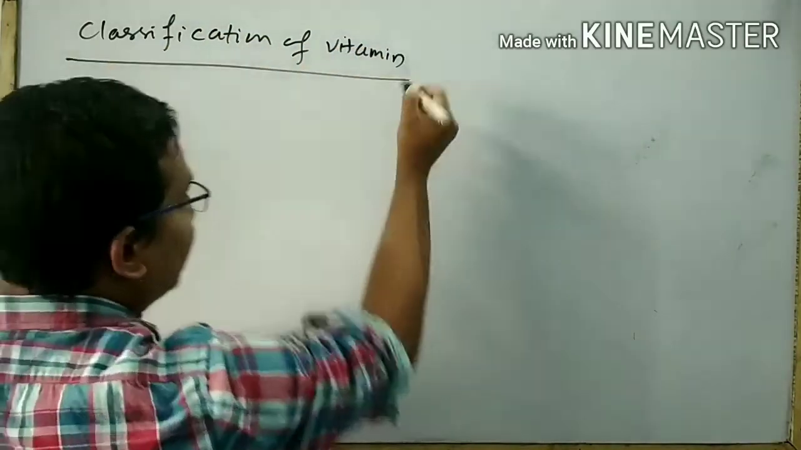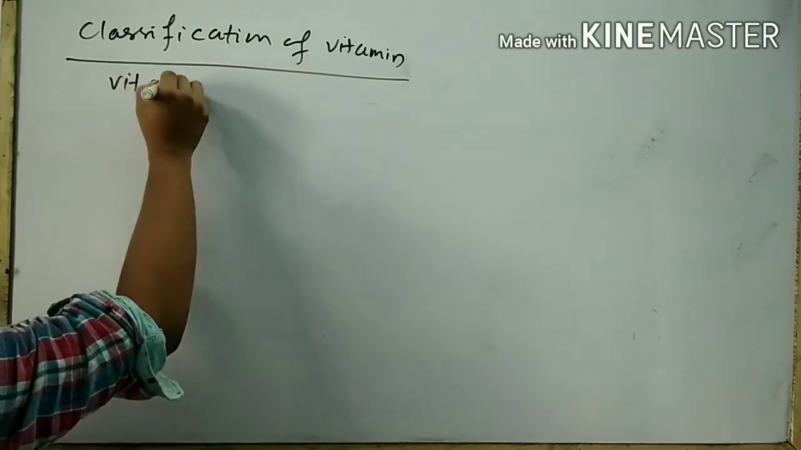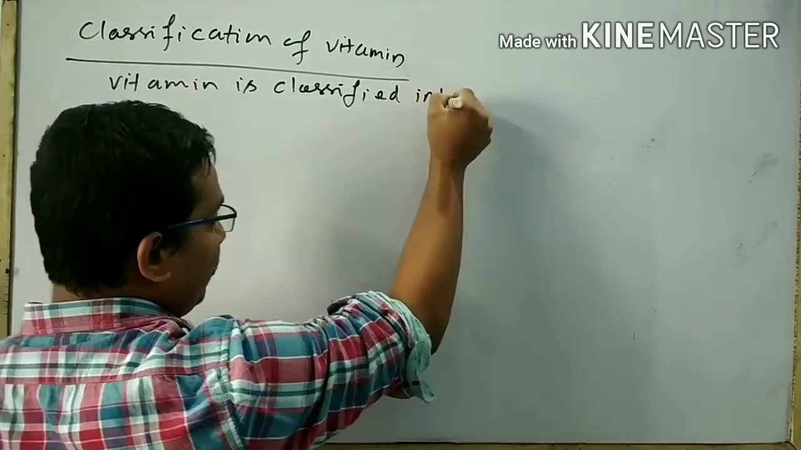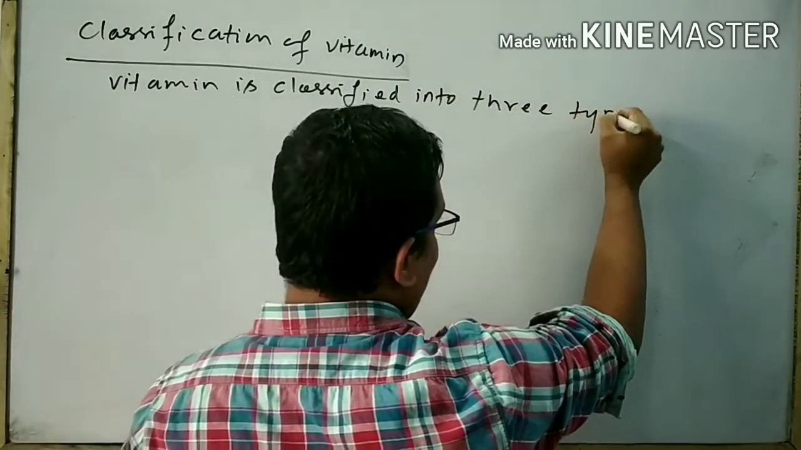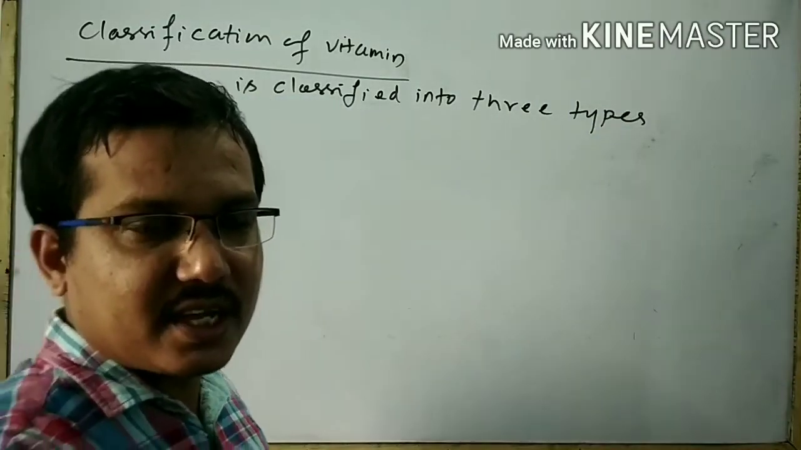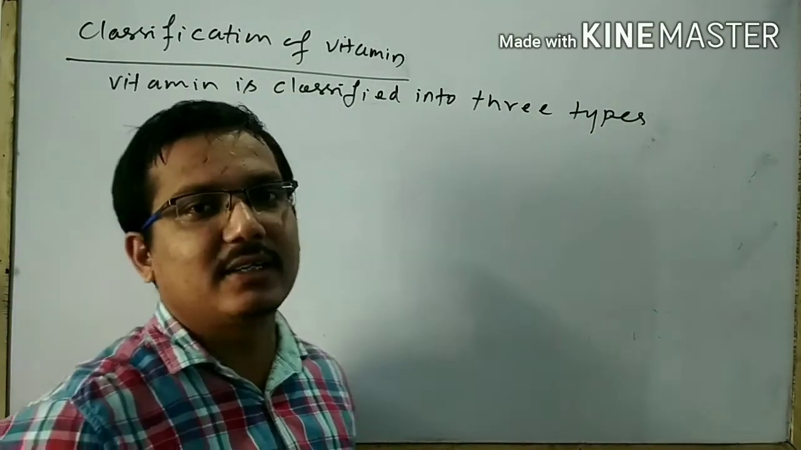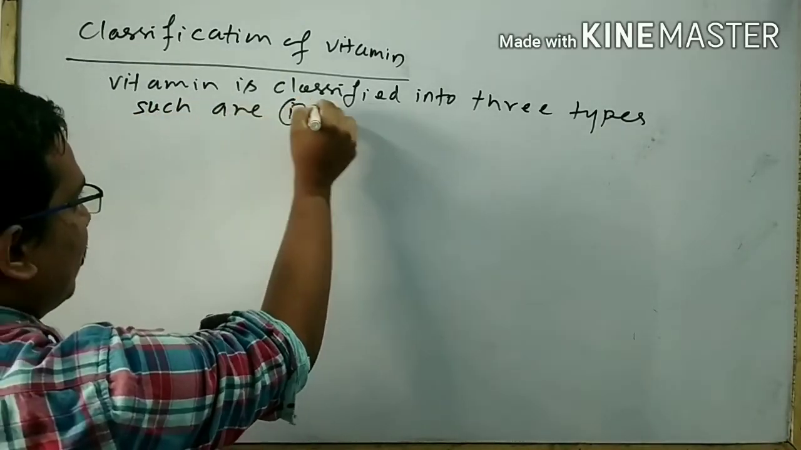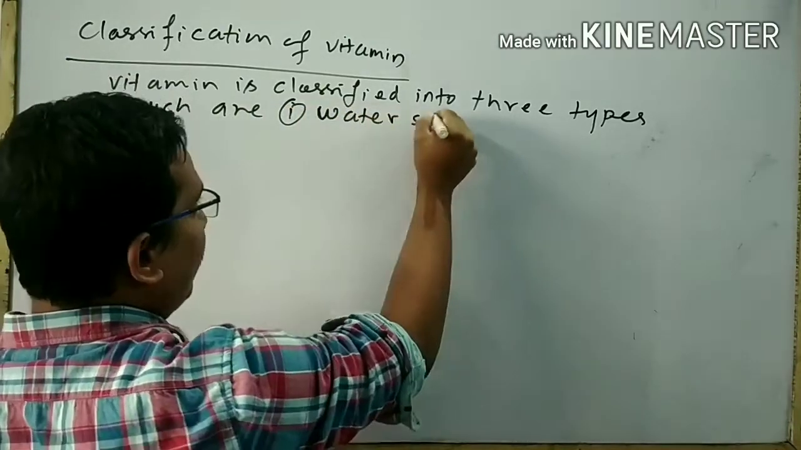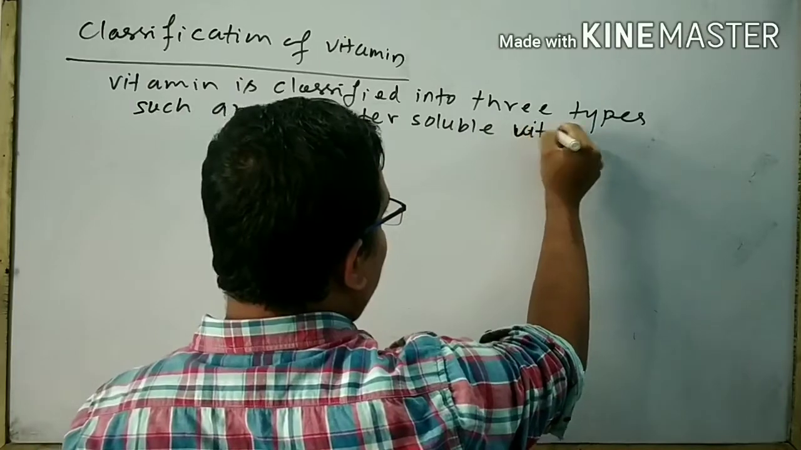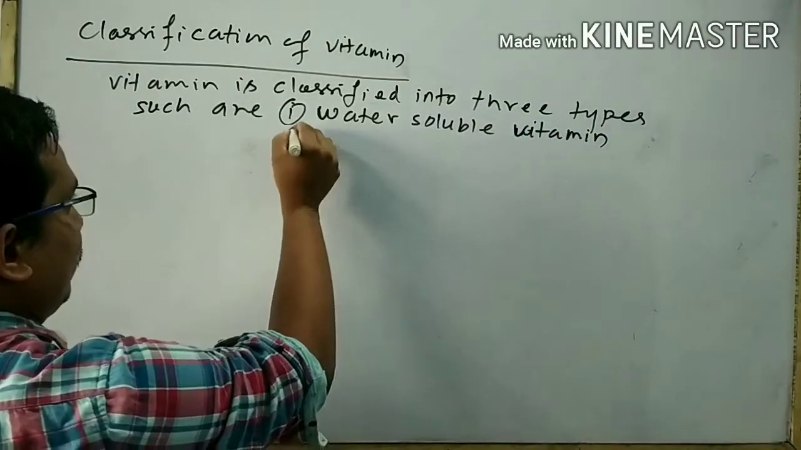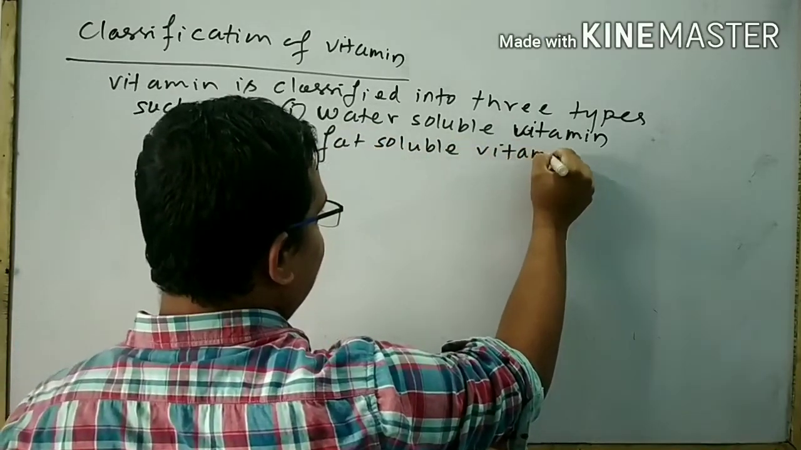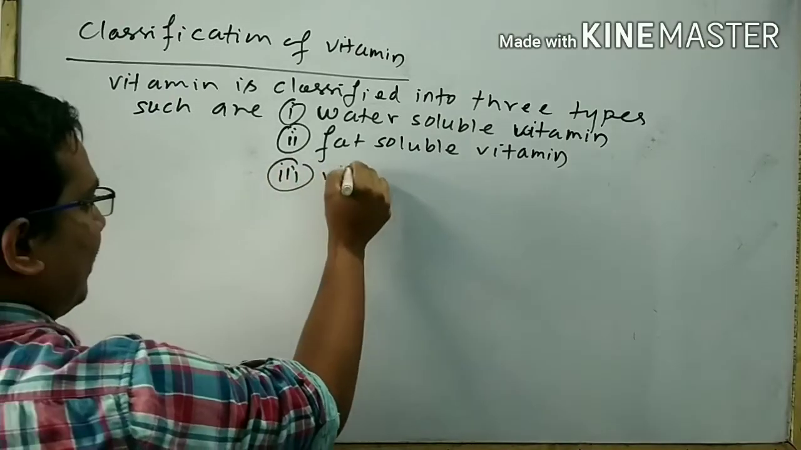Vitamins are classified into three types. One is water soluble vitamin, second is fat soluble vitamin, and third is vitamin H. So we can write: number one is water soluble vitamin, number two is fat soluble vitamin, number three is vitamin H.